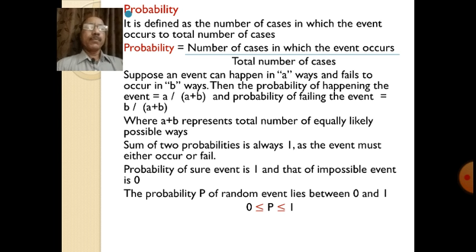If we take the probability of a sure event to be equal to 1 and that of an impossible event to be 0, the probability of any random event lies between 0 and 1, or probability P is less than or equal to 1 and greater than or equal to 0.